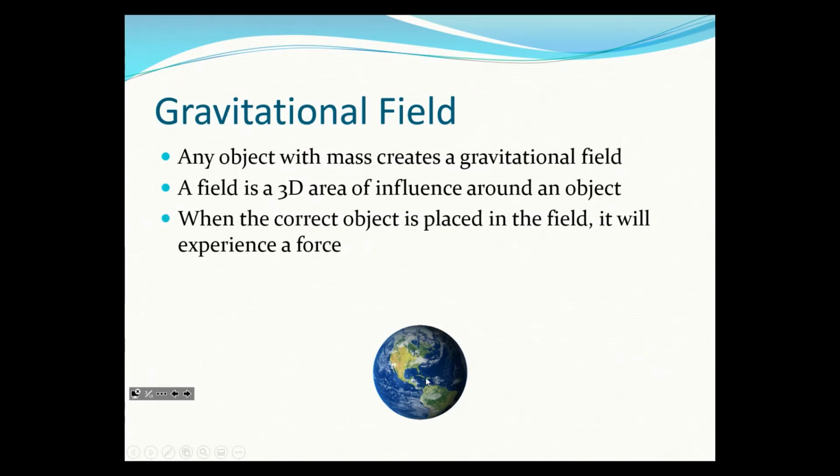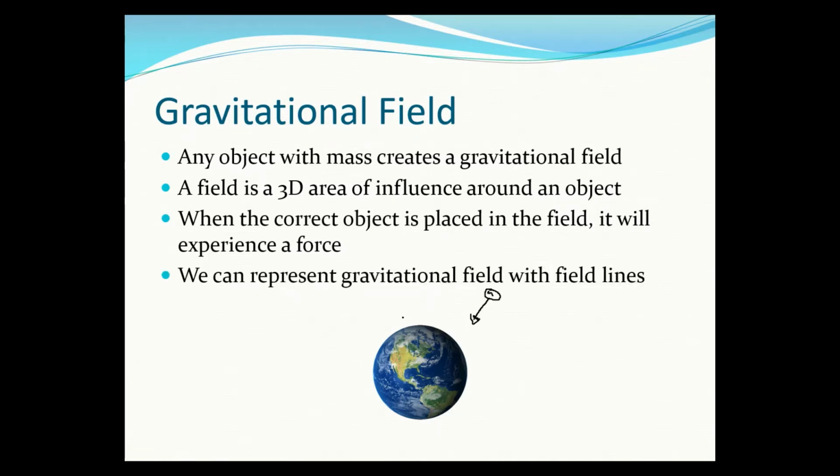So here's Earth. Earth is very massive, and it creates a very large gravitational field. The correct object I can place in this field is another object with mass. So if I place an object with mass out here, it'll start to get pulled into Earth and fall into Earth's atmosphere, right? So we can represent Earth's gravitational field with gravitational field lines.